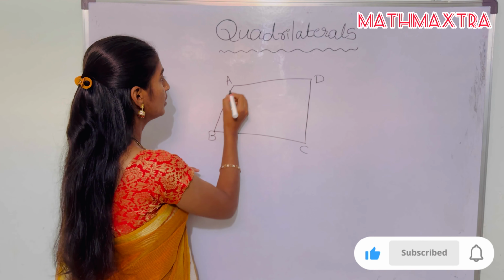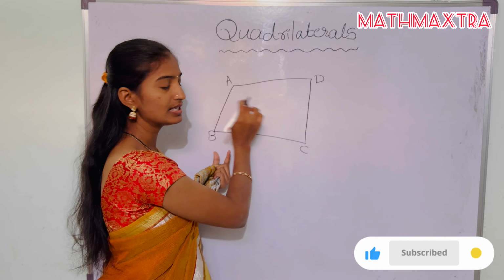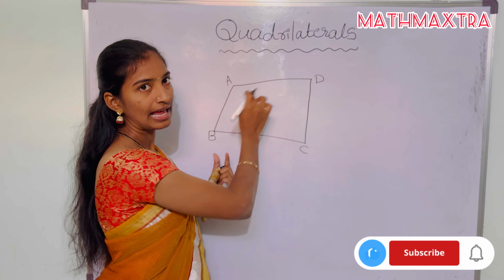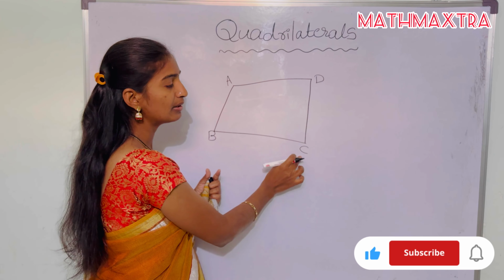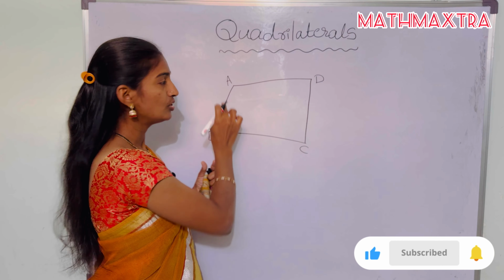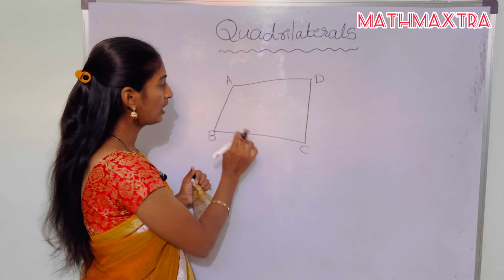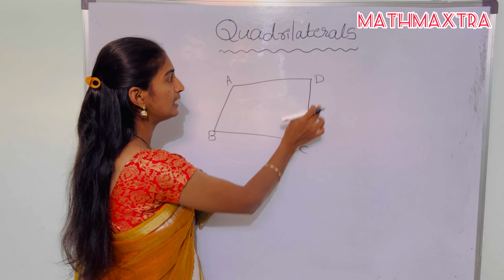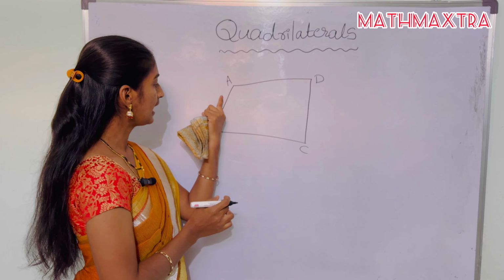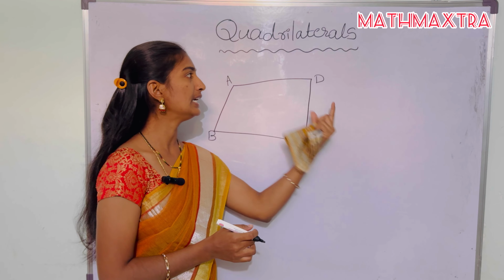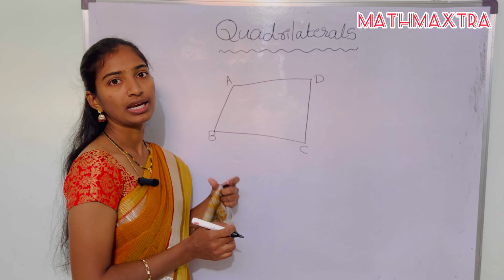Okay. So we have to name these vertices in either clockwise direction or anti-clockwise direction only. You should not write A here and B here, C here like that. You should follow either clockwise direction or anti-clockwise direction. So these A, B, C, D are vertices of a quadrilateral. And these AB, BC, CD, AD line segments we call the sides of a quadrilateral.